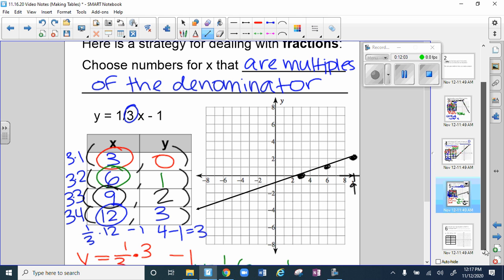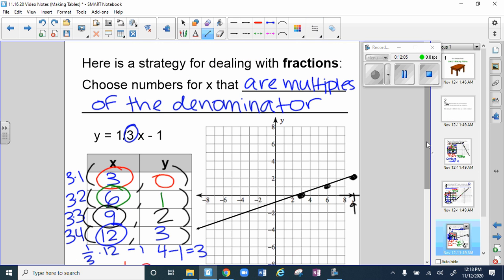So that is our strategy for dealing with fractions. Choosing numbers for x that are multiples of the denominator of whatever your fraction is. So here I had 1/3, so I picked multiples of 3. If I had 3/4, I would pick multiples of 4.